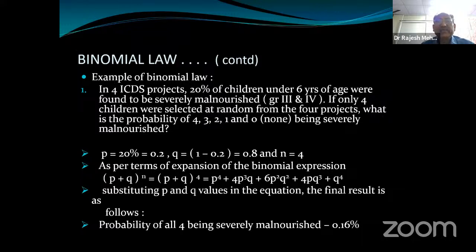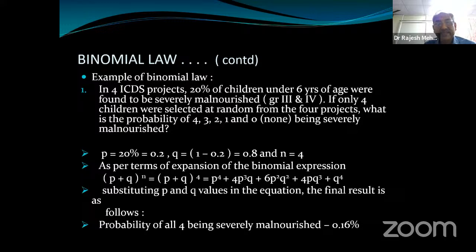See, this is a very good example by which you will know the binomial law. Very, very good example and practically possible to calculate. Instead of children, you can take patients also. In 4 ICDS projects, 20% of children under 6 years of age were found to be severely malnourished, grade 3 and 4. If only 4 children were selected at random from the 4 projects, what is the probability of 4, 3, 2, 1, and 0 being severely malnourished?